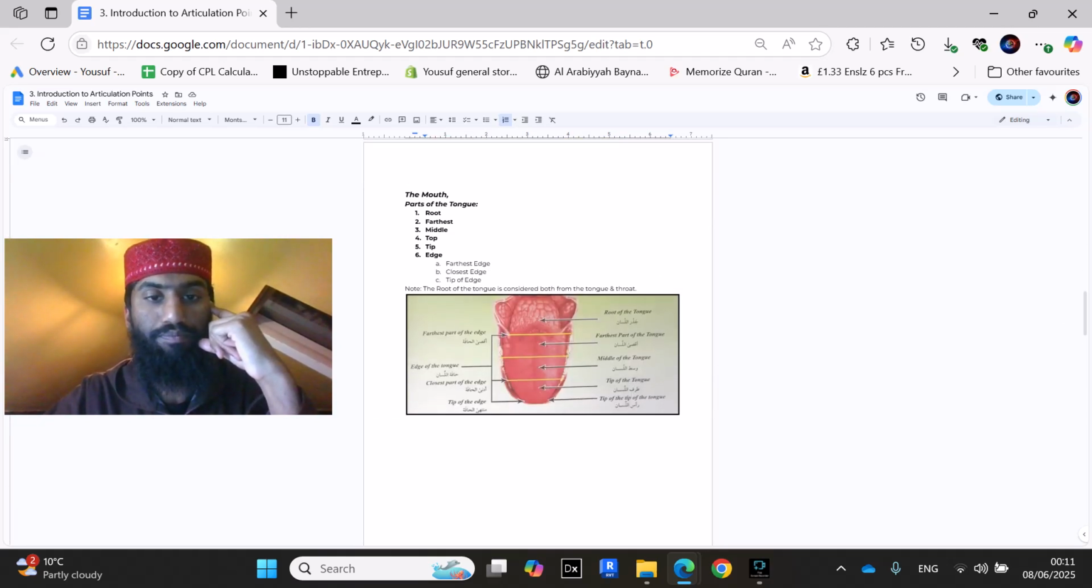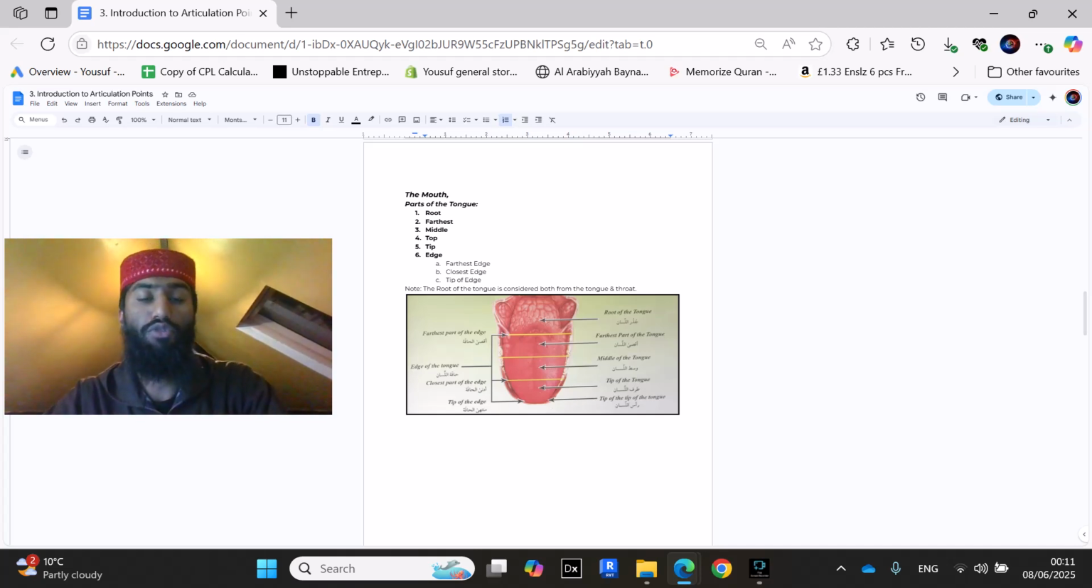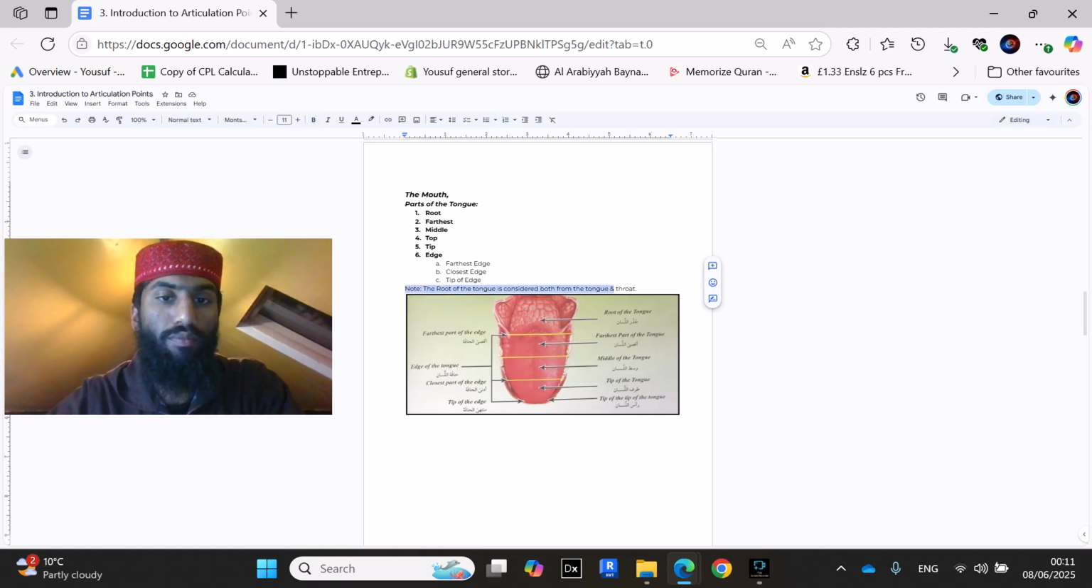Tongue, 6 parts. The root of the tongue, which is also part of what we said was the throat, right? So note that the root of the tongue is considered both the tongue and throat. Then we have the farthest part, which is this part here. And these lines indicate how much of the tongue is part of the farthest part. Between these 2 yellow lines is the farthest part of the tongue. Then between these 2 is the middle. And then the end is what?